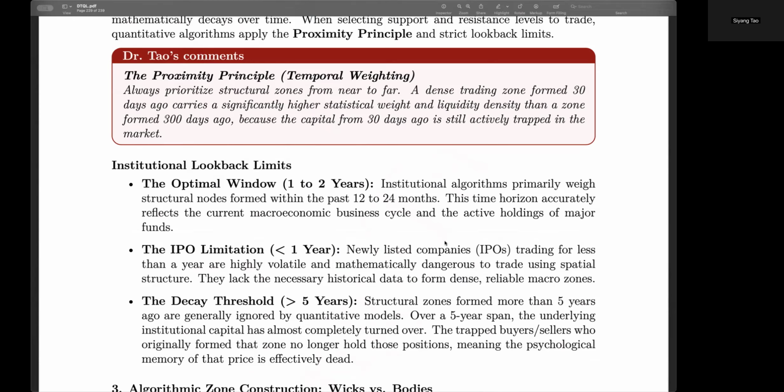Finally, the 5-year decay threshold. Over a 5-year span, institutional holdings almost completely turn over. The trapped buyers who originally formed a zone 6 years ago are largely gone. The psychological memory of that price is dead, and the zone should be ignored.